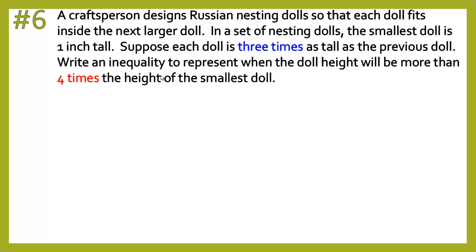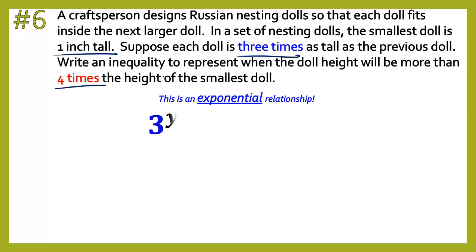See if you can do this next one on your own. Okay, smallest dowel is 1 inch. Each dowel is 3 times as tall. And when will the dowel height be more than 4 times? So take those 3 bits of information. As long as this is 1, this is really, really easy. That 3 times should go there. Okay? That 4 times is 4 times 1 inch.